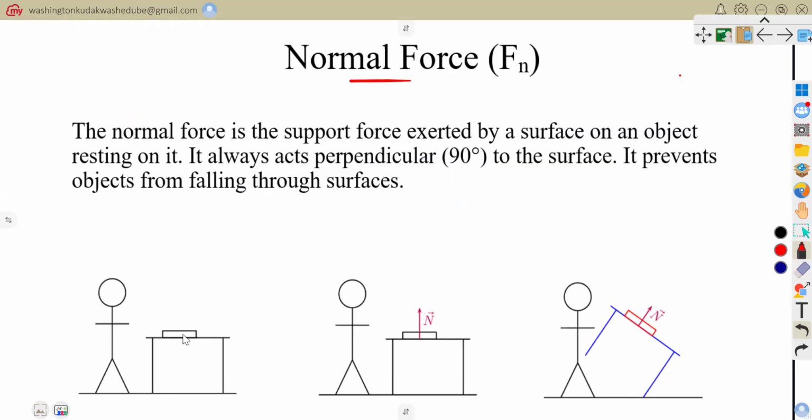If you put a book on a table, you will see that the book will not sink into the table. Why is it that the book is not sinking into the table? It is because we have what we refer to as the normal balancing force that is due to that table. So the normal force is that perpendicular force, or the support force, that is exerted by a surface.